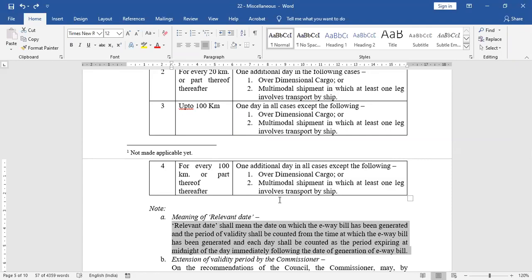One doubt is if bill is generated at 1 a.m. on 16th June, then it will expire at 16th night or 17th June night. Can anyone tell me the answer? If bill is generated today morning at 1 a.m., then it will lapse today night 12 or tomorrow night 12. Tomorrow night 12, yes, obviously. So in this case, I will get 47 hours by default to move my goods. Yes, so let us proceed.